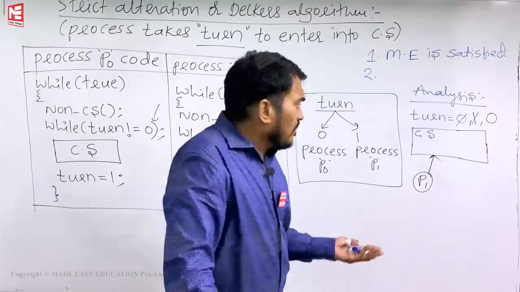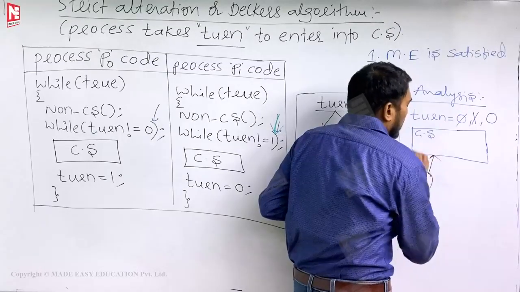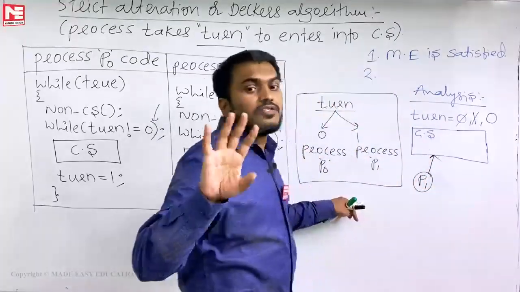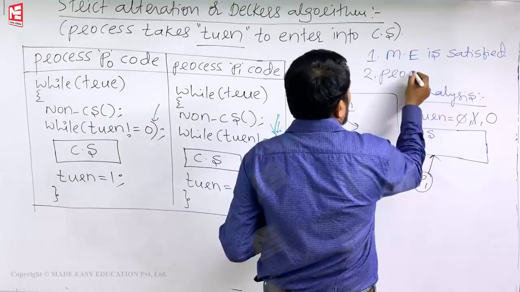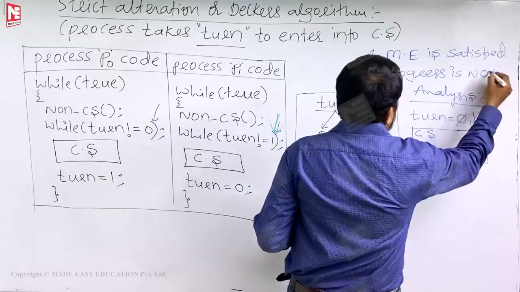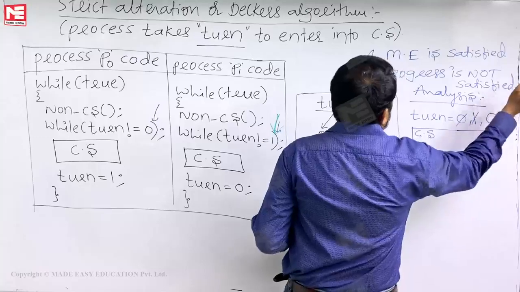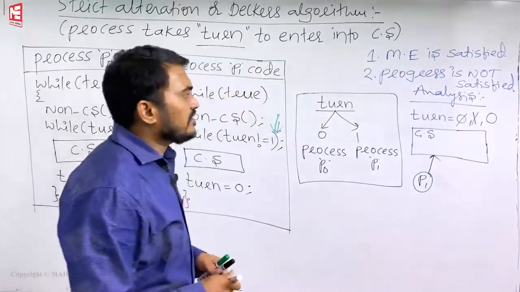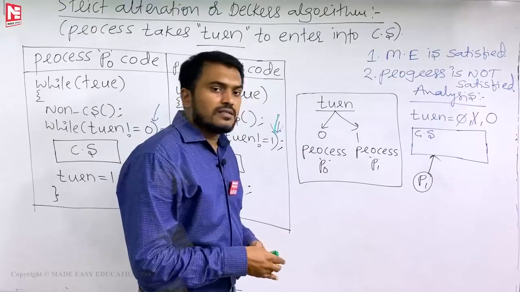Okay, right? So now look at here. So only one process is there. It is trying to enter into critical section. So पक्का जाना चाहिए, मगर वो यहाँ पे नहीं जा रहा है. So it means what? Progress is not satisfied. Is that clear? So mutual exclusion is satisfied and progress is not satisfied.